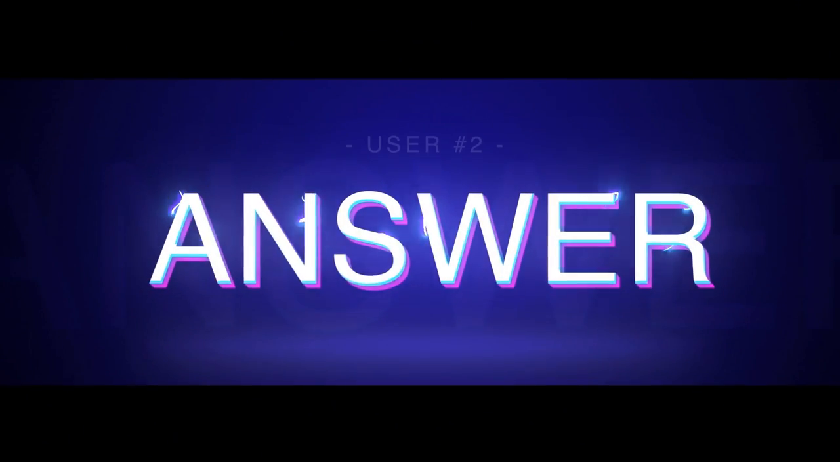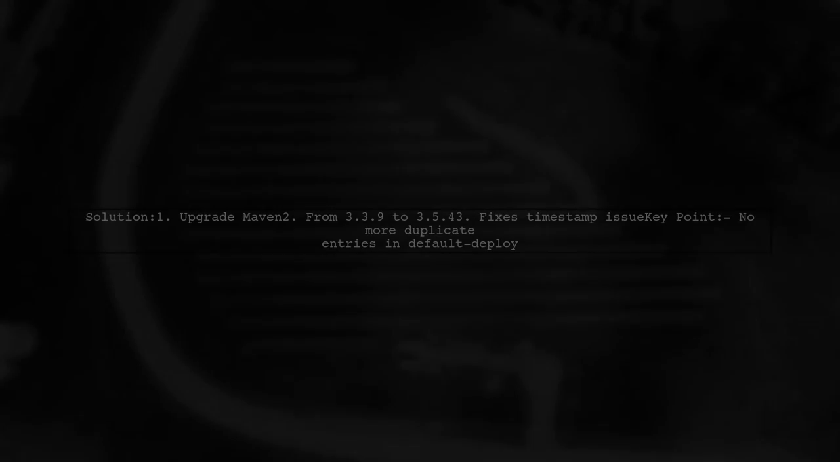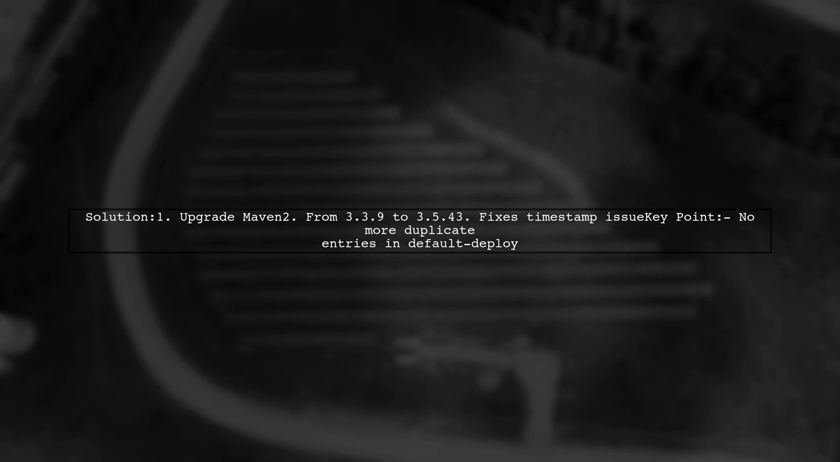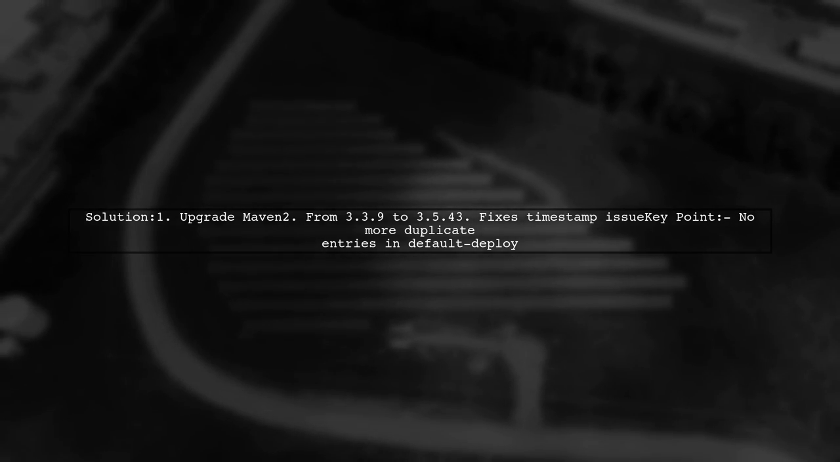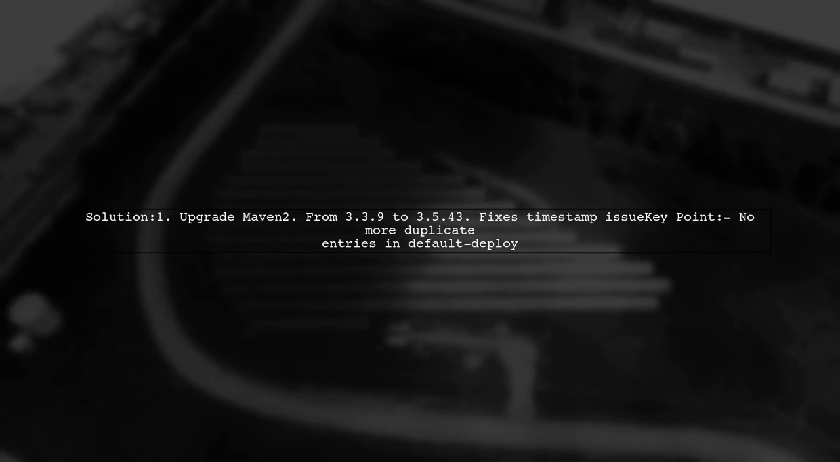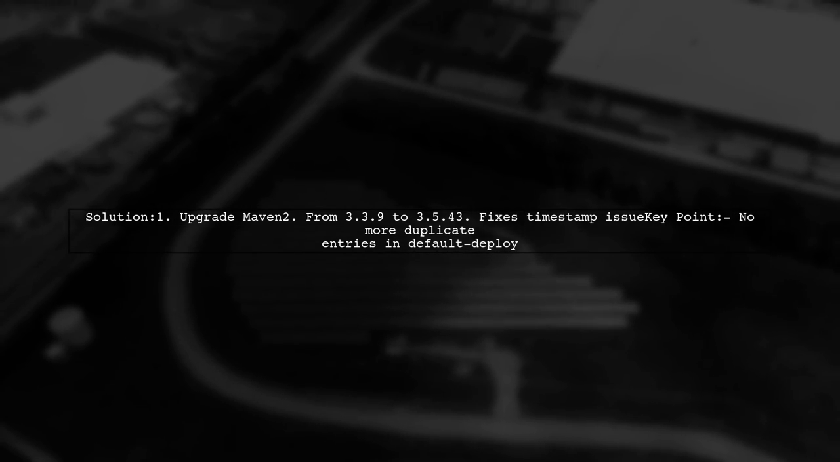Let's now look at another user-suggested answer. Upgrading Maven from version 3.3.9 to 3.5.4 resolved the issue of mismatched timestamps in the snapshot jar's metadata. No more duplicate entries during the default deploy phase.